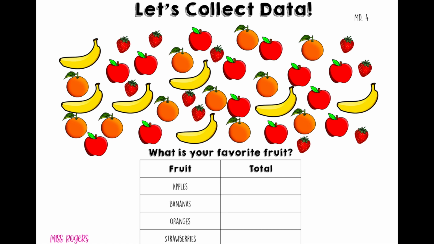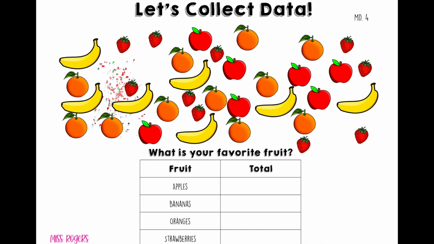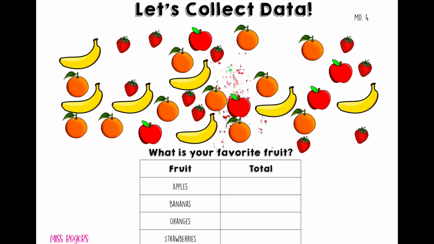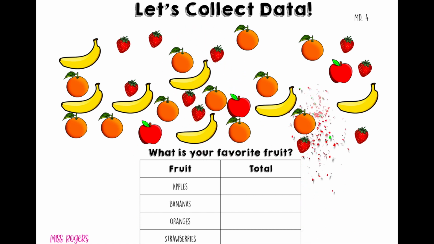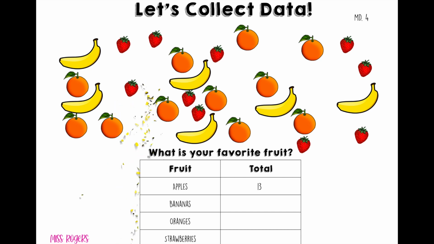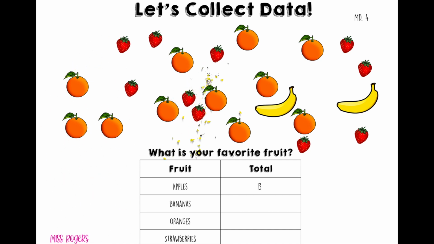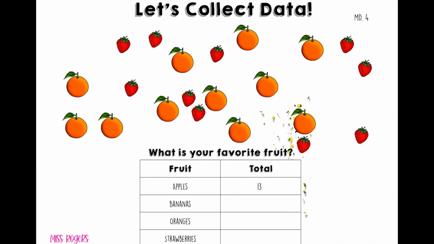Let's start with apples. 1, 2, 3, 4, 5, 6, 7, 8, 9, 10, 11, 12, 13. There were 13 people who voted for apples. Now let's do bananas. 1, 2, 3, 4, 5, 6, 7. 7 people voted for bananas.